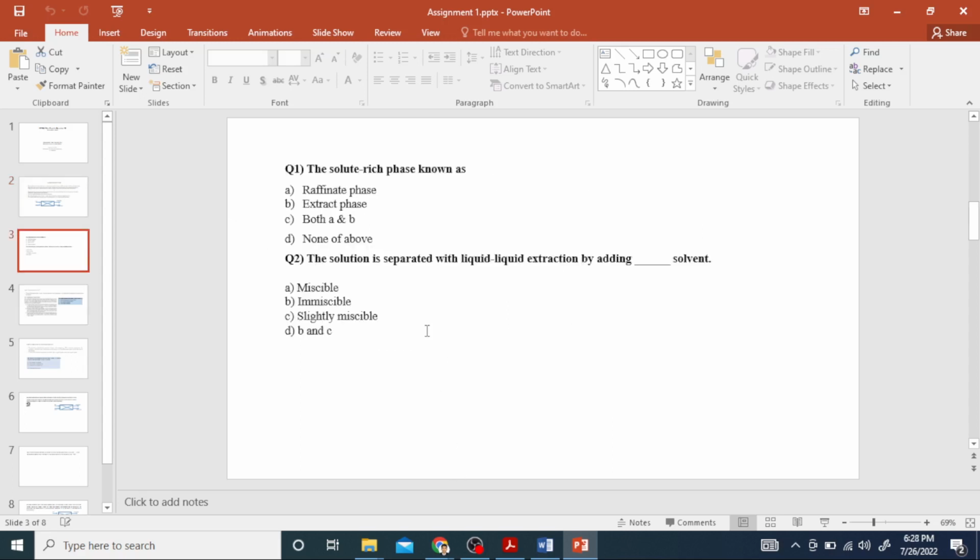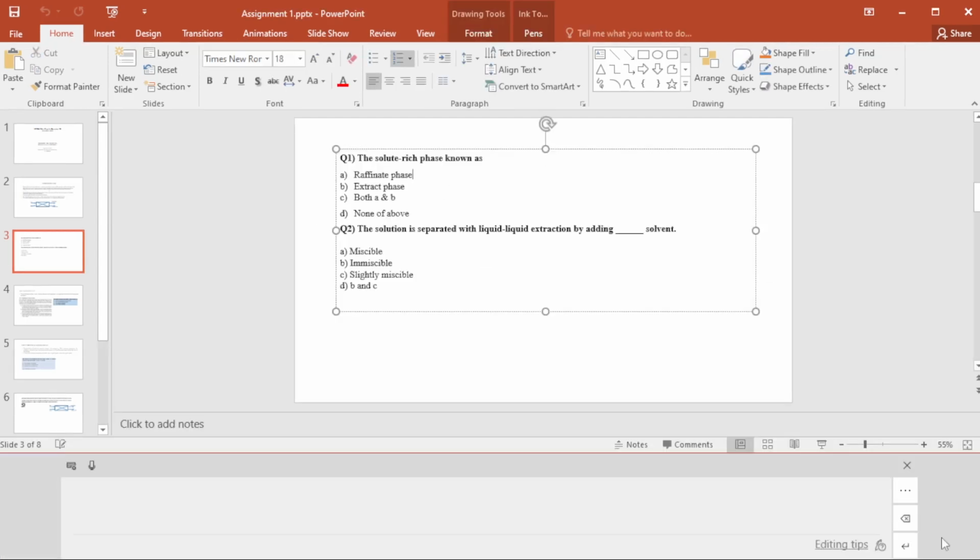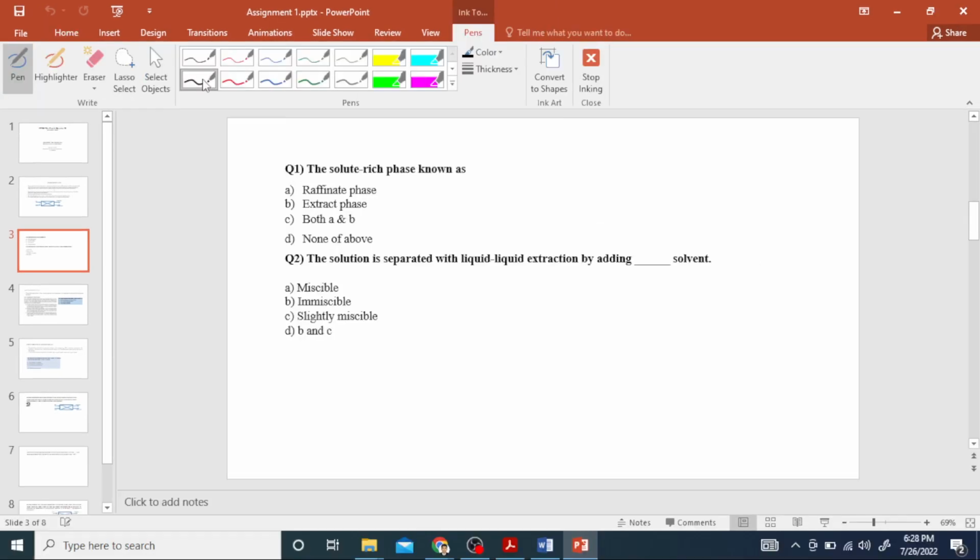Objective one. Question one: the solute-rich phase is known as... The solute-rich phase is known as the extract phase. So the answer of this question is B.